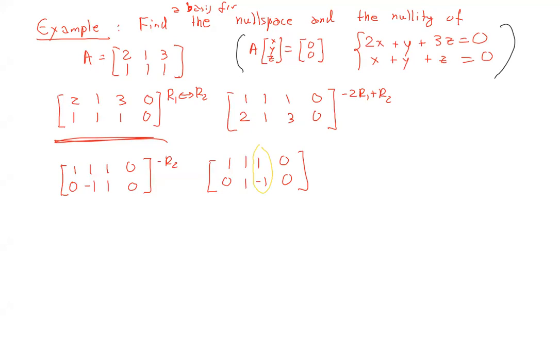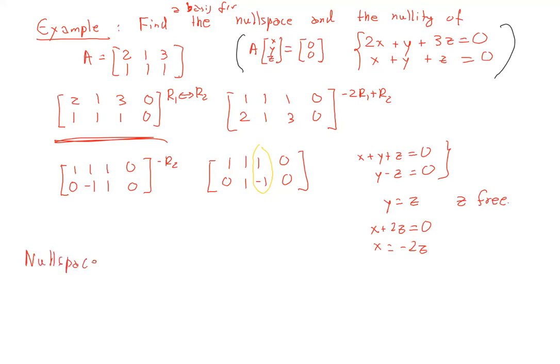I go back to my system and I have X plus Y plus Z is equal to zero, Y minus Z is equal to zero. I always start from the bottom: Y is equal to Z. Then I plug this into the top and I get X plus two Z is equal to zero. X is equal to minus two Z and Z is free. Okay, so now I can put the null space together. It's all vectors that look like negative two Z, Z, Z, where Z belongs to R.